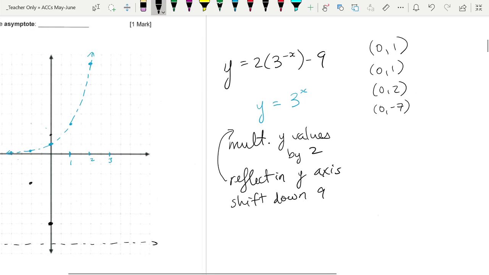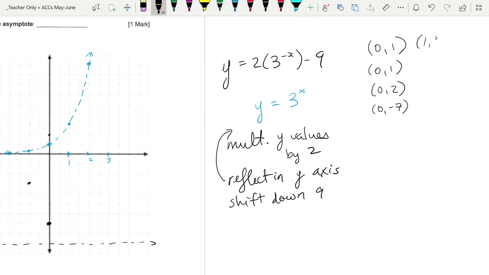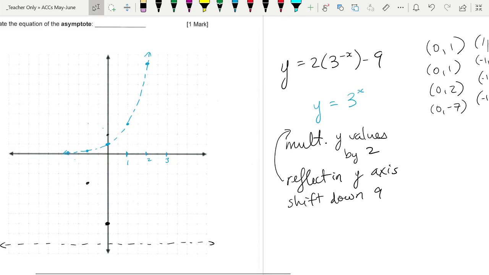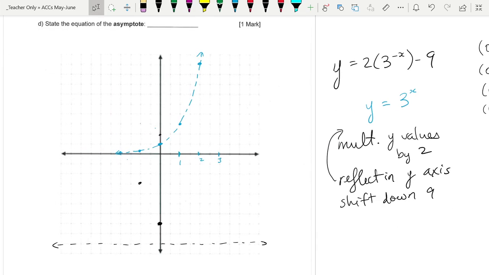And then the next point I did was the point 1, 3, which when I reflected in the y-axis means that it became -1, 3. And then when I multiplied the y values by 2, I got -1, 6. And then when I moved it down 9, I got -1, 6 minus 9 is -3. And there we go. Okay, so you can do it that way if you like.